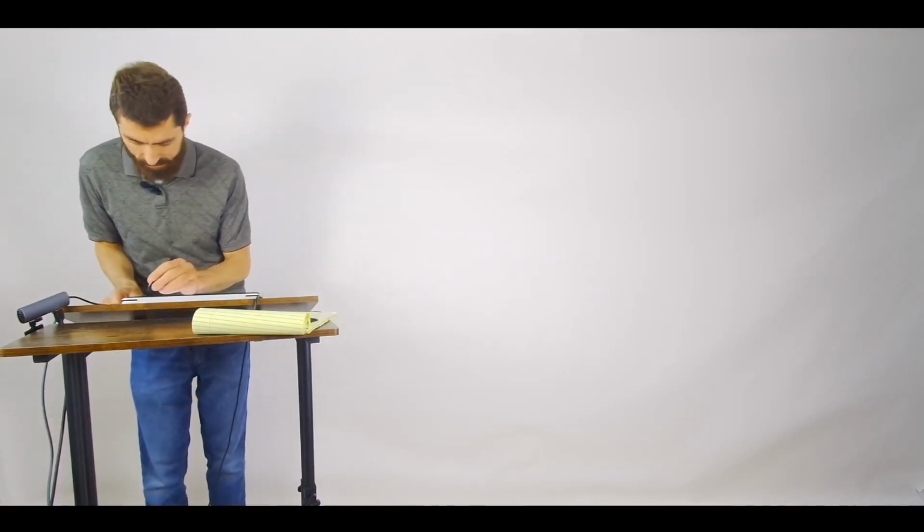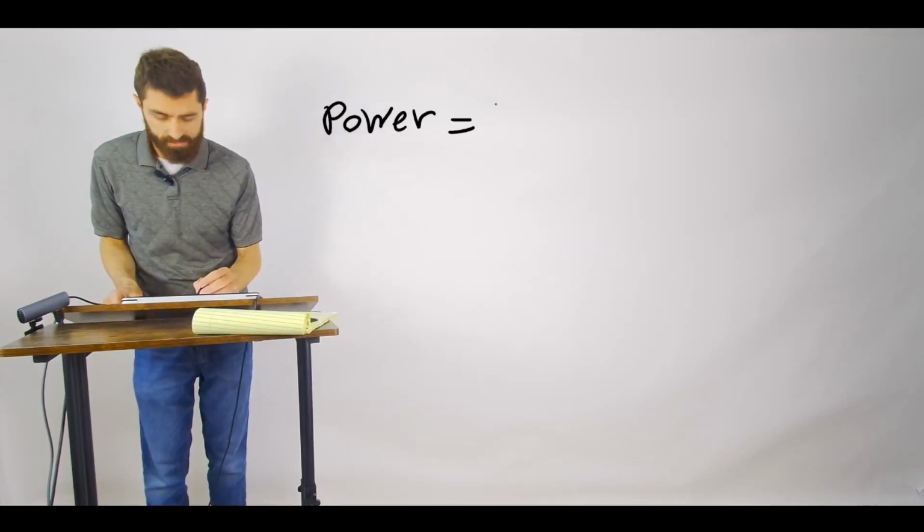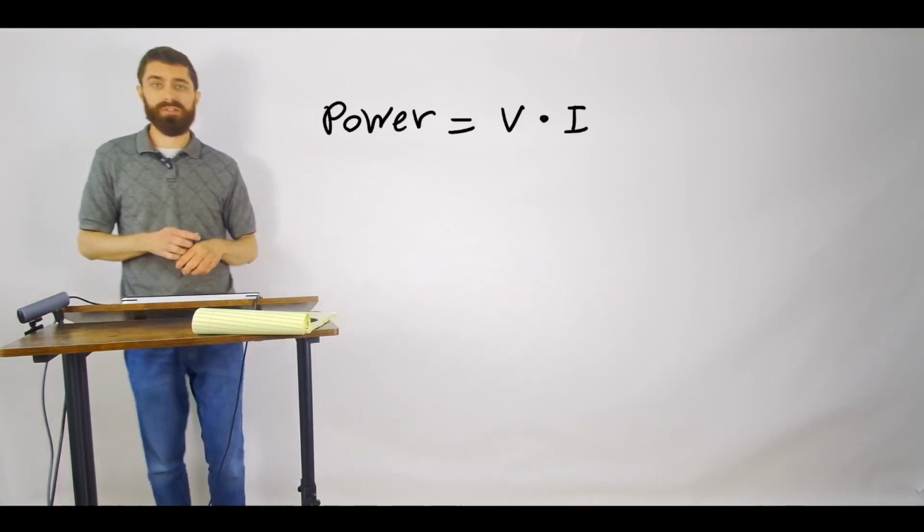Hello everyone. So today we are going to be talking about power in electric circuits. So essentially power is how fast energy is being used up, right? It's joules per second or watts. So power in an electric circuit or across a component is equal to the voltage across the component times the current through the component.